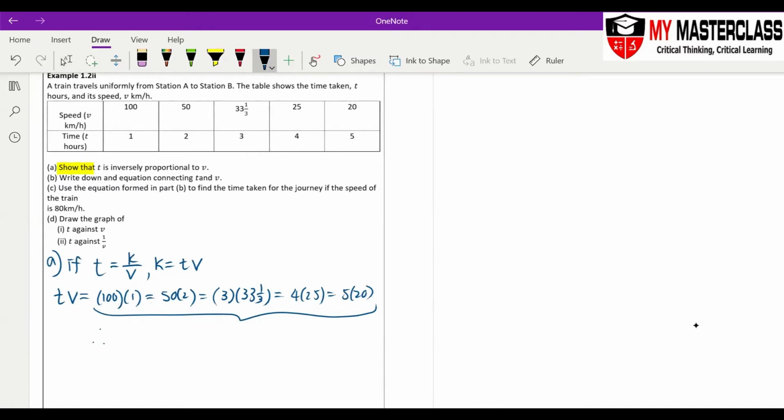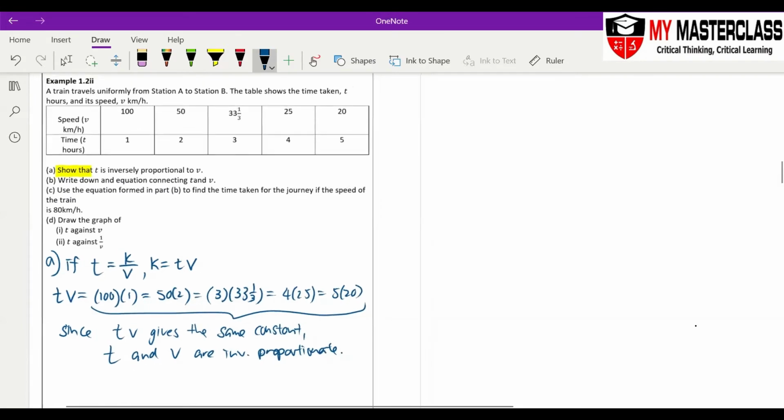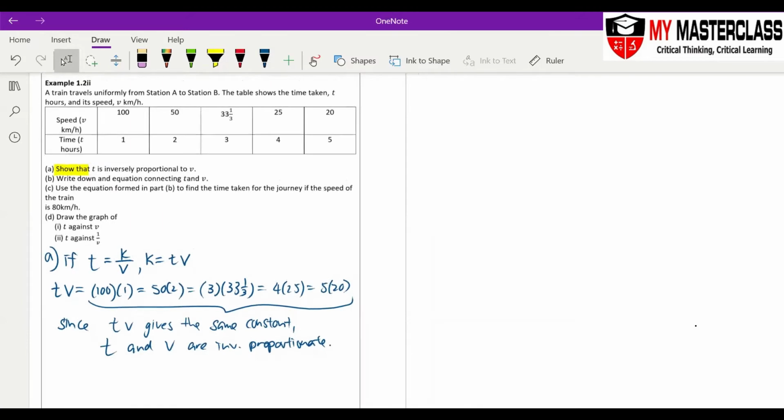So therefore, or rather you must write down, since TV gives the same constant, T and V are inversely proportionate. Okay? And what is the K equal to? I already said that K is equal to T times V, right? So K is equal to this guy, which is equal to 100. So therefore, T is equal to 100 over V.